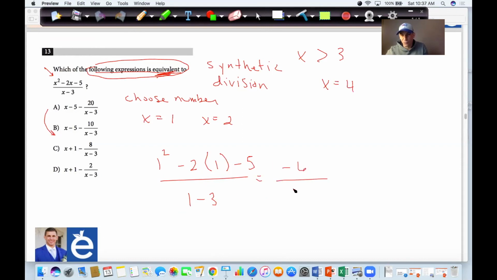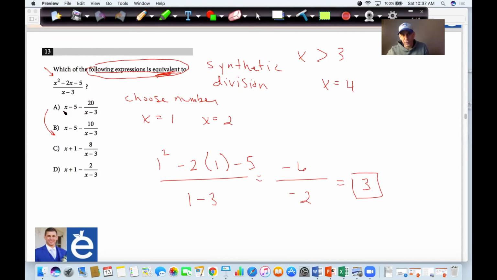And then 1 minus 3 is going to be negative 2. When I do negative 3 over negative 2, my answer should be 3. If I theoretically plug in a 1, I should end up getting 3. Now, if I look at my answer choices, here's where I'm going to do a little bit of arithmetic.